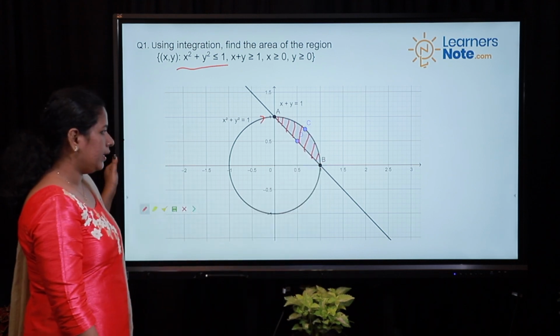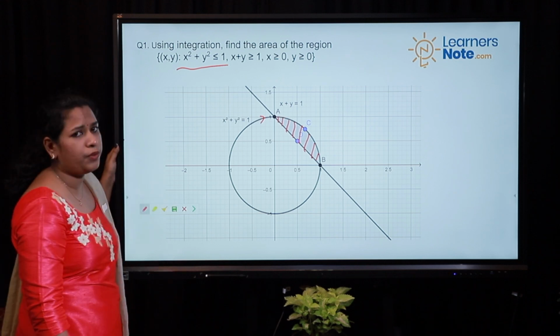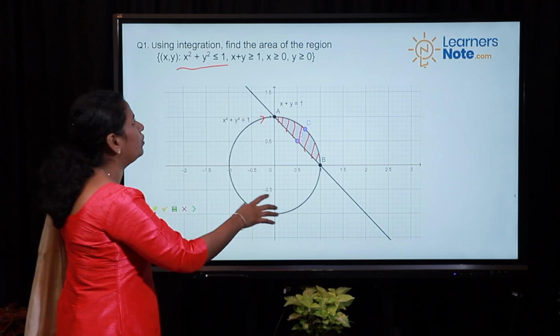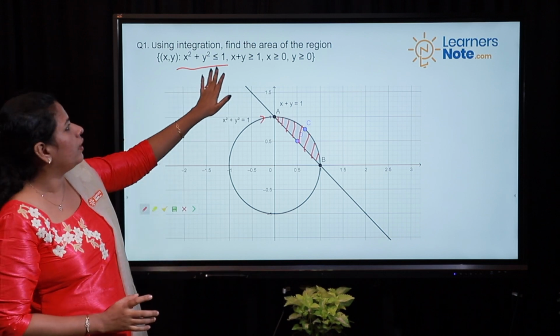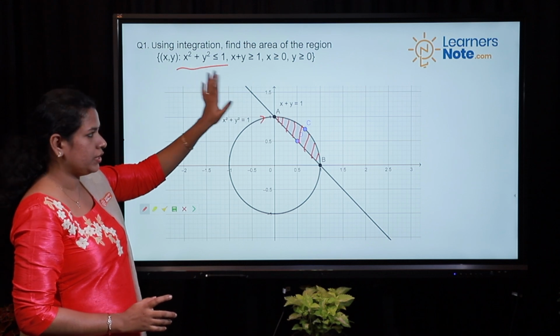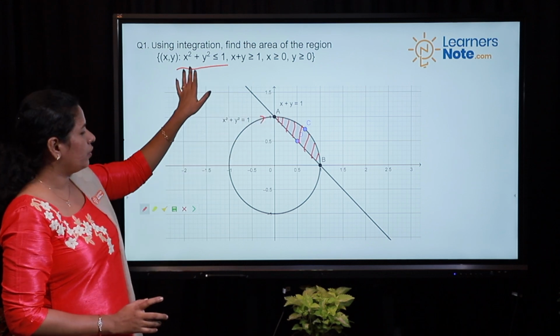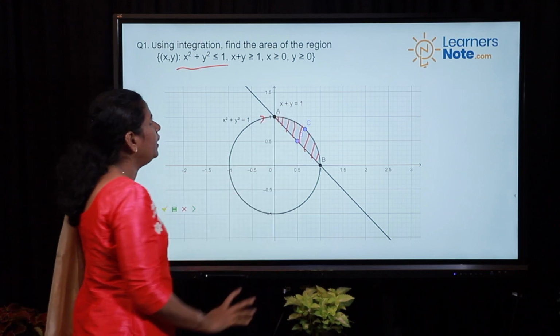Okay, for that what we need to do is, first of all, draw the figure. So you will get a question like this: x square plus y square less than or equal to 1. So first of all you have to draw the figure. That is the first step which I have told you. So you have to draw a circle with the radius 1.